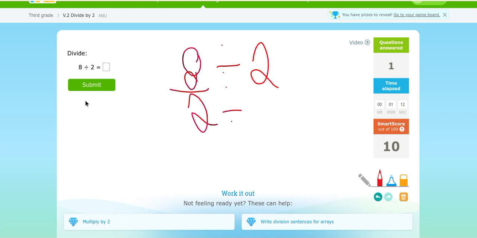divided by 2. Fuck you, bitch. We're gonna have, Fuck you, bitch. bro, I'm gonna get them.